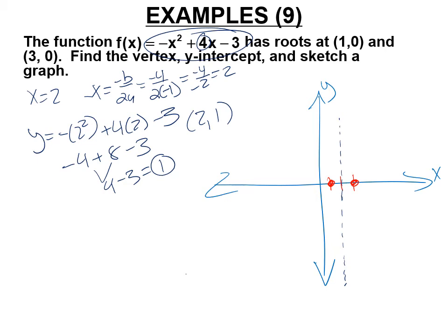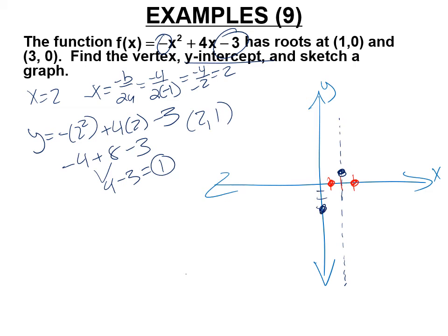2, 1. Right? It's up there, which should not surprise us. Why should it not surprise us? Because there's a negative in the front, so this is an upside down U. What else do we know? Oh, we know the y-intercept. It's 0, negative 3. 1, 2, 3.